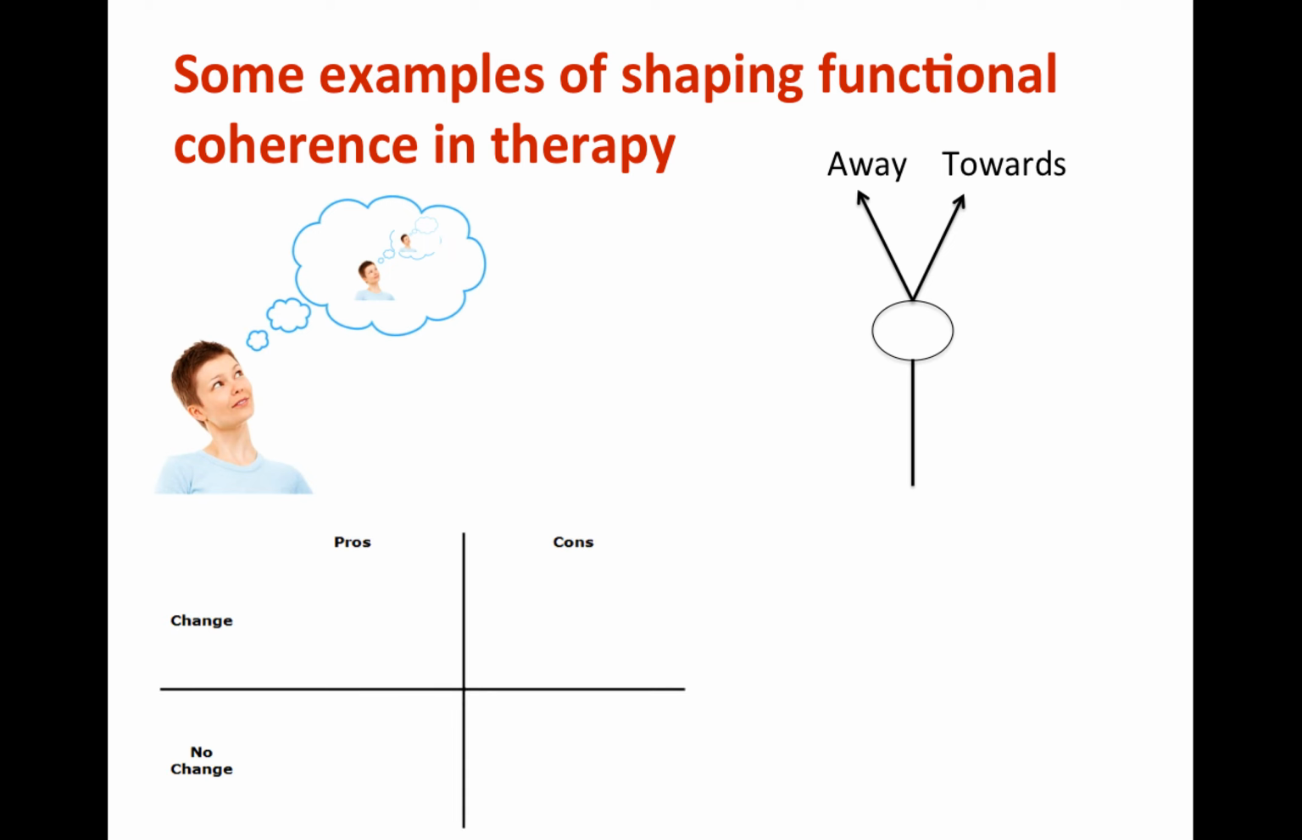Another technique that shapes functional coherence is the exploration of pros and cons of changing in motivational interviewing. The client is led to consider the consequences of either choice, which helps him see what is best for him.